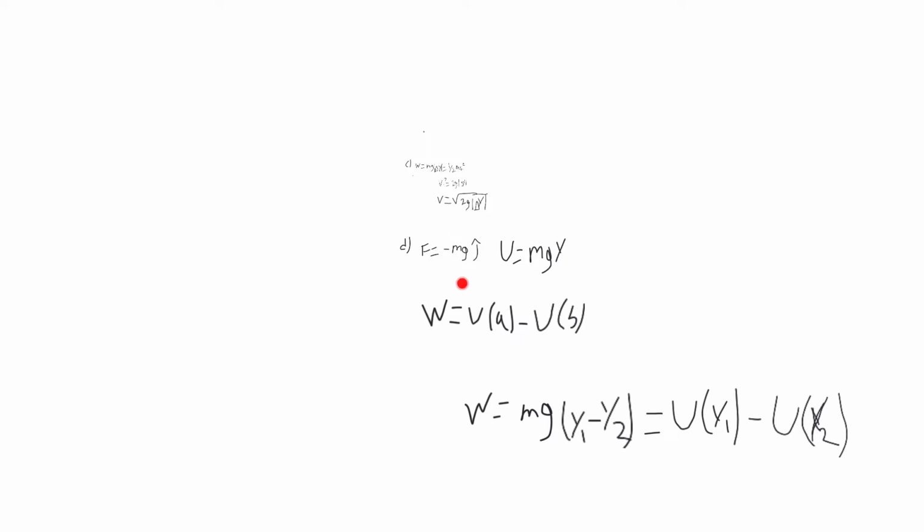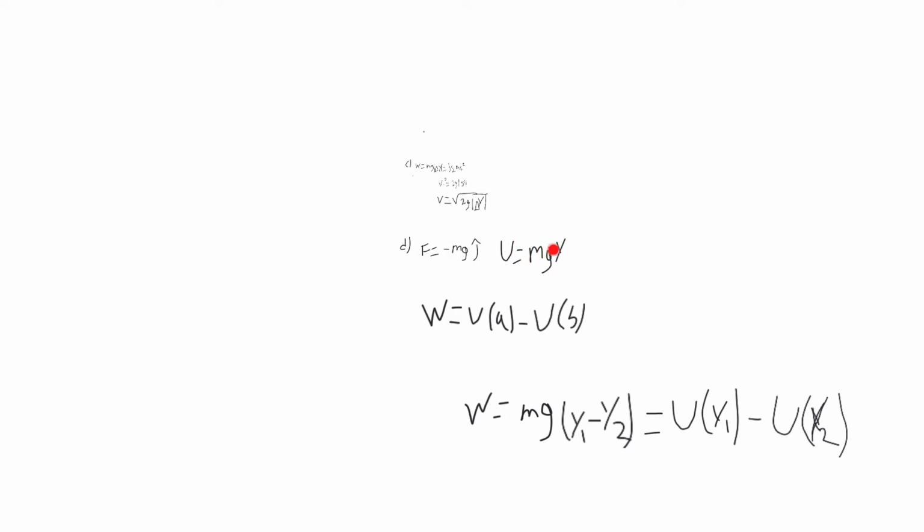Okay, now D asks us to find the potential energy associated with the force, right? The force is equal to negative mg j hat, in the vertical direction. This is the gravitational force, and this is the potential energy that's associated with that force.